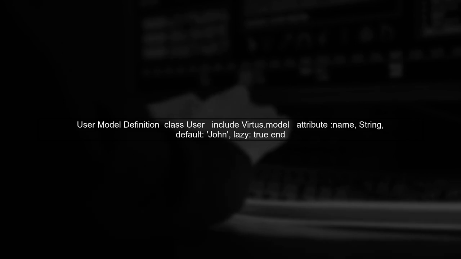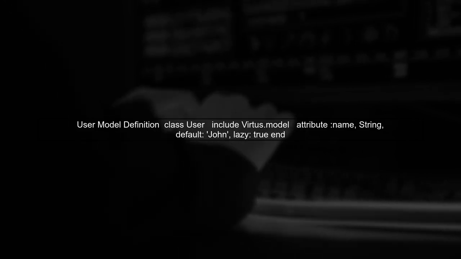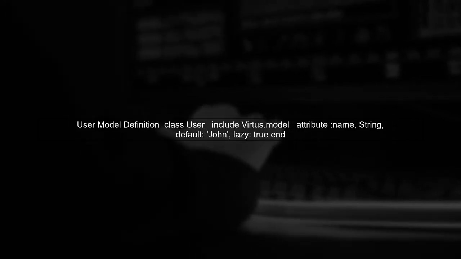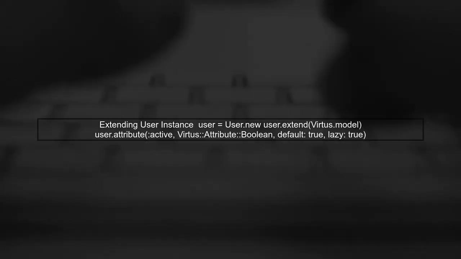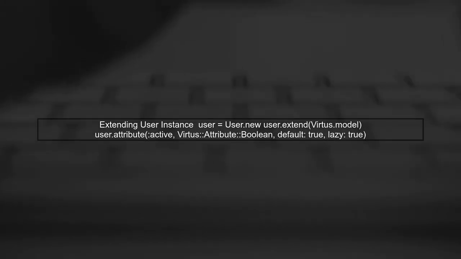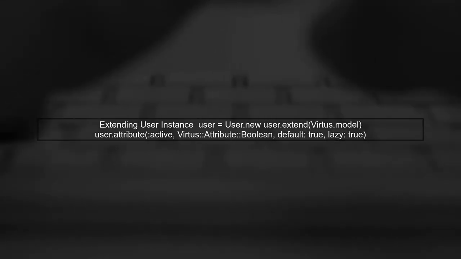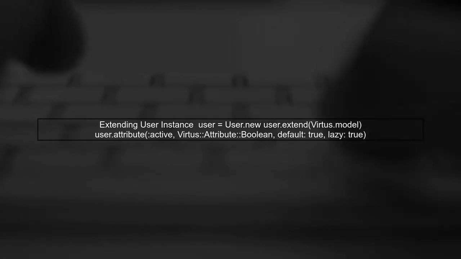Let's start by understanding the issue with dynamically extending Virtus instance attributes. We have a user model that includes Virtus and defines a name attribute. After creating an instance of the user model, we extend it to add a new attribute called active. This is done using the extend method from Virtus.